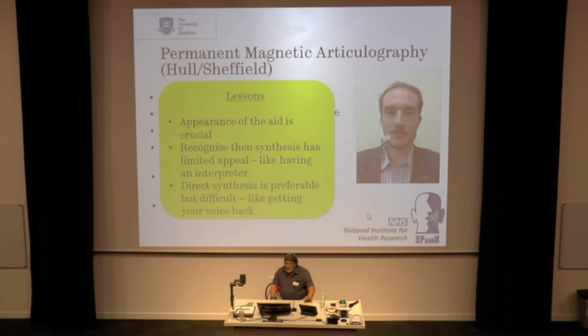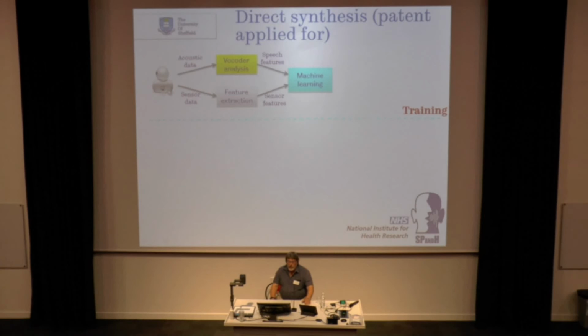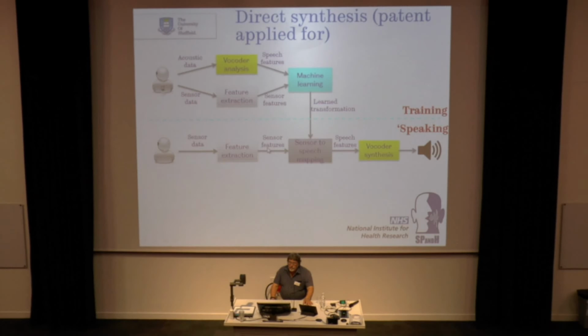So, can we do it? Well, in training, we can have acoustic data and sensor data. This is from someone who can still speak. We get speech features and sensor features, and we train something to transform sensor features to speech like this. So when it's being used, this will be the pathway. You're just given the sensor features. Your trained network or whatever it is produces speech features, which you then synthesize.